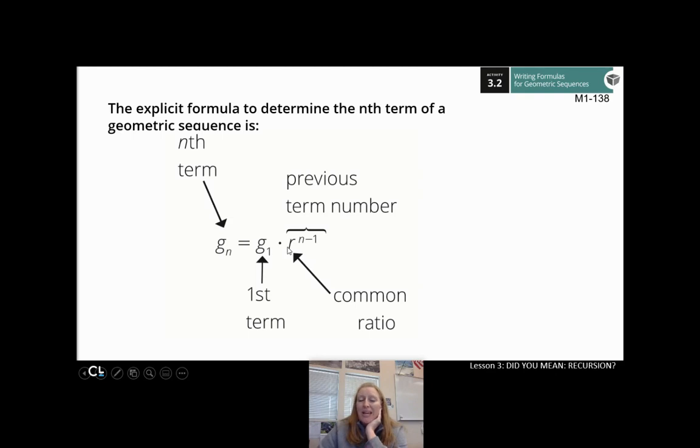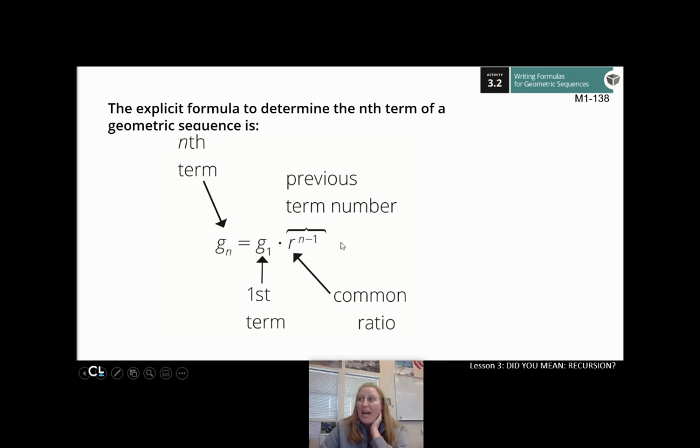Notice it's being multiplied, but r now has an exponent. Did you catch this? So instead of just times r, I now have times r to the n minus 1 power. This is a new trick, isn't it? This is a new trick.